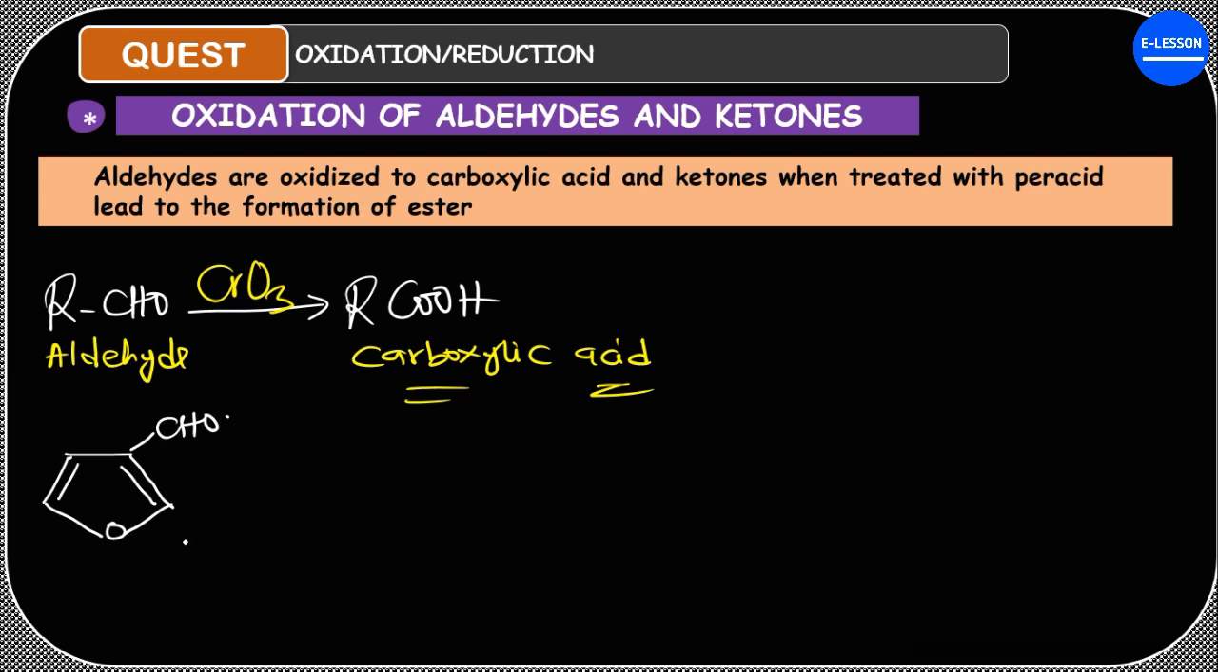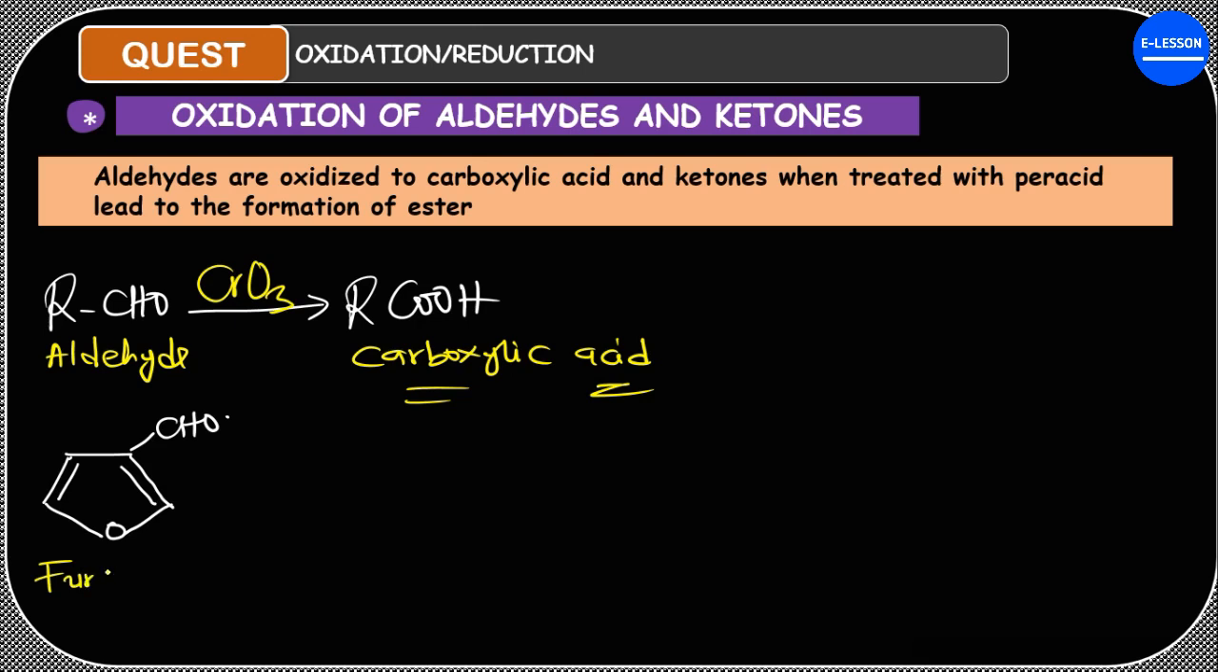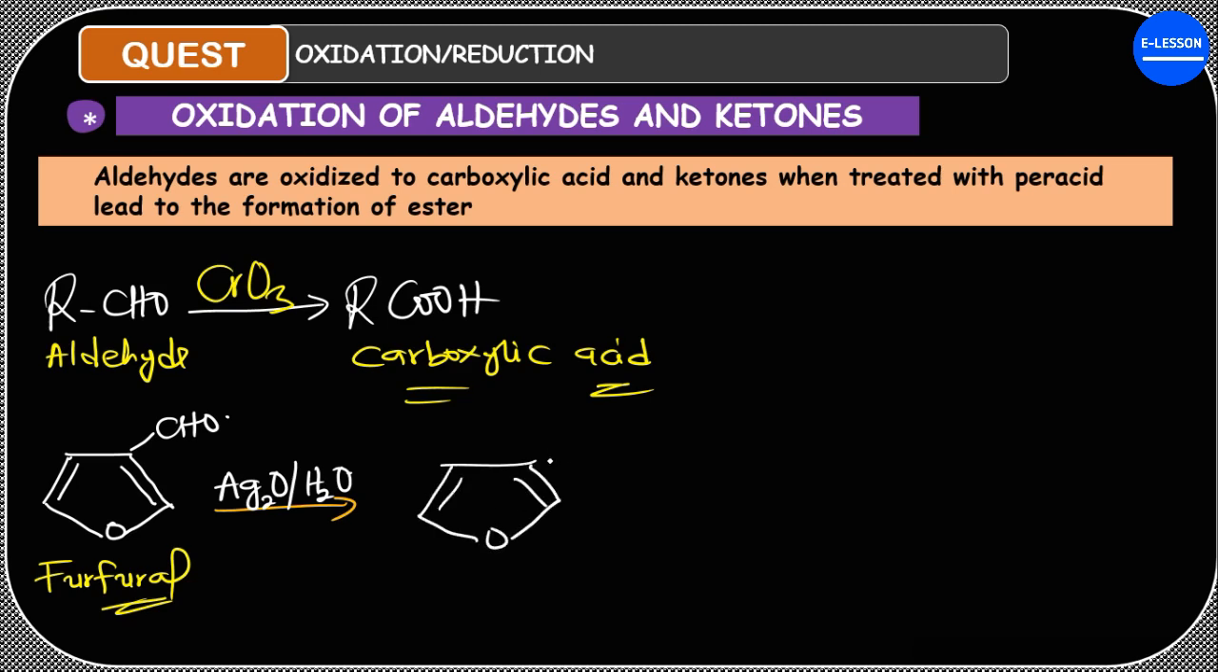And this will give us CHO. Now this is what we call furfural. This furfural can react with silver oxide, which is an oxidizing agent, in H2O to give furanoic acid, right? So the product of this reaction will be something like this. This aldehyde group here will be oxidized to give us a carboxylic acid, right? So this is the carboxylic acid that will be formed.